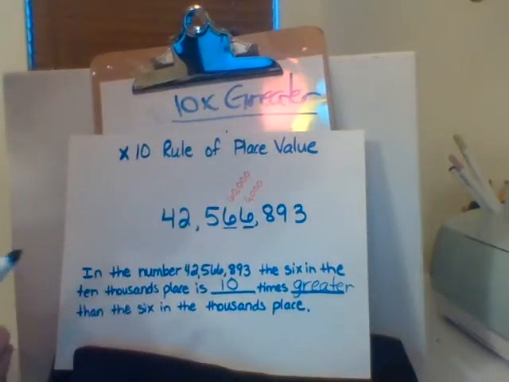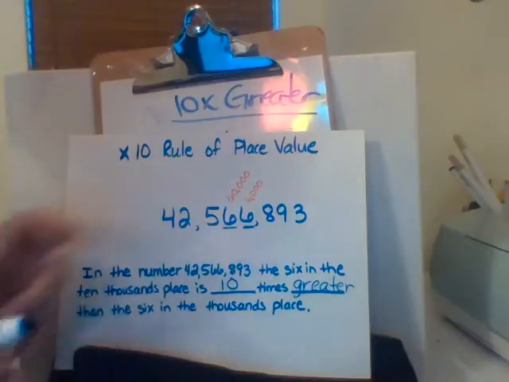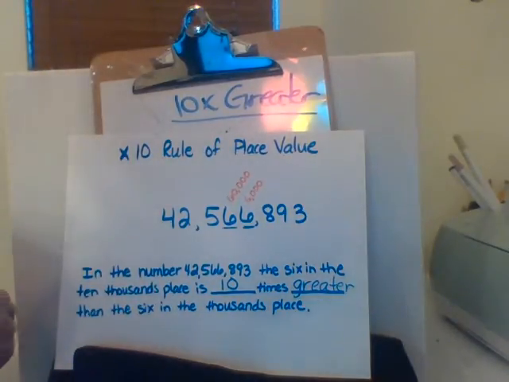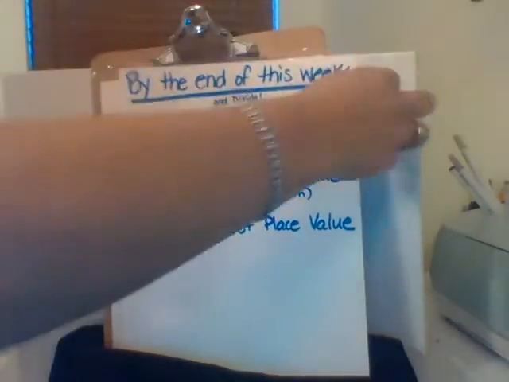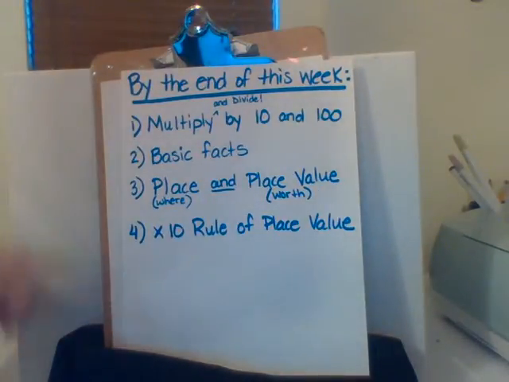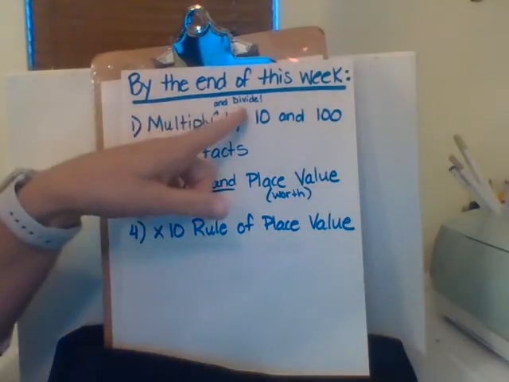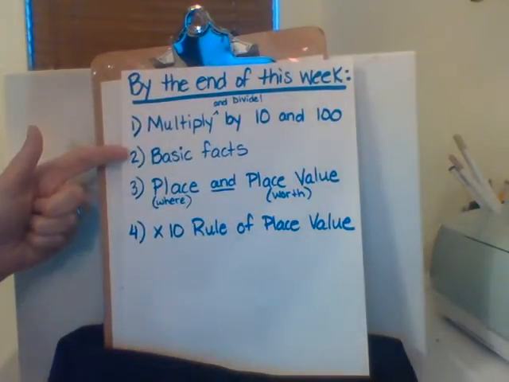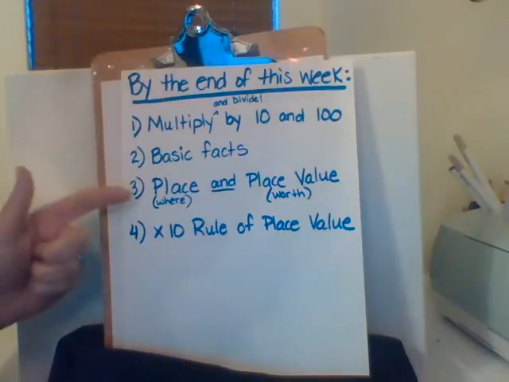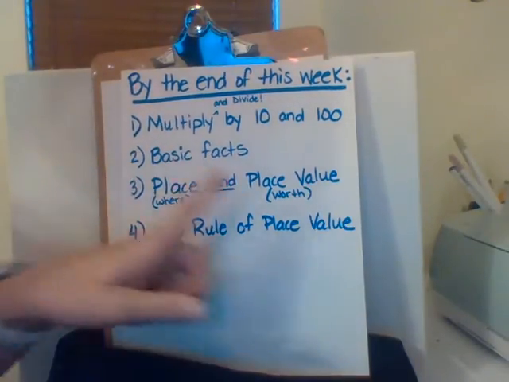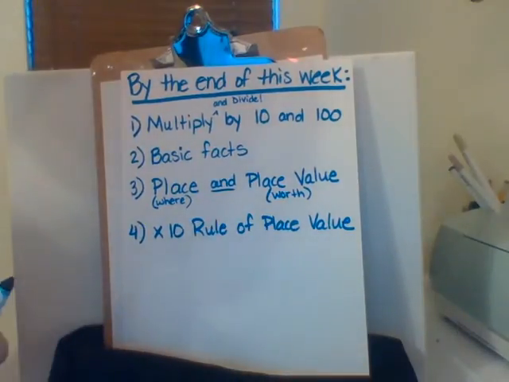That would just be an example of a statement that you would make if you were trying to compare the place value in this concept. So, ladies and gentlemen, one last time, by the end of this week, I will need you to know how to multiply by 10 and 100 and divide. I need you to get on those basic facts. I need you to know where a number is in the place value chart and what its worth is. And then last but not least, the big meat of the lesson this week is the 10 times rule of place value.